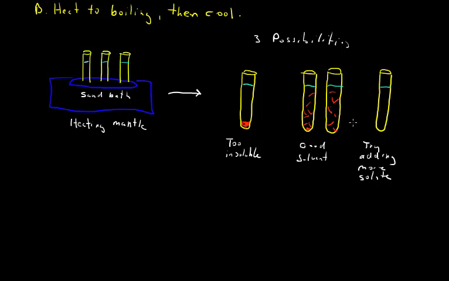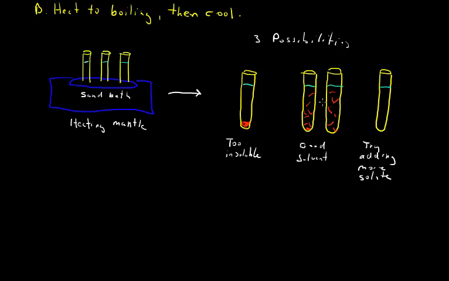The ideal situation is this. We've taken the test tube, we've heated it up, it dissolved, and then as it cools, it often looks like snow that's forming in here. You see crystals forming inside the test tube. This is what you're looking for. This is when you have a good solvent.